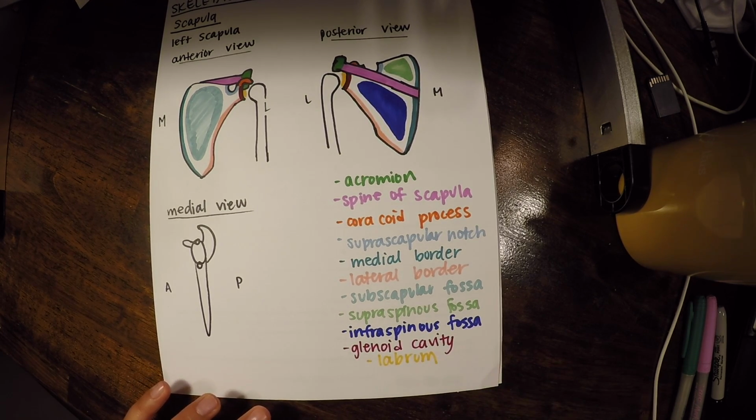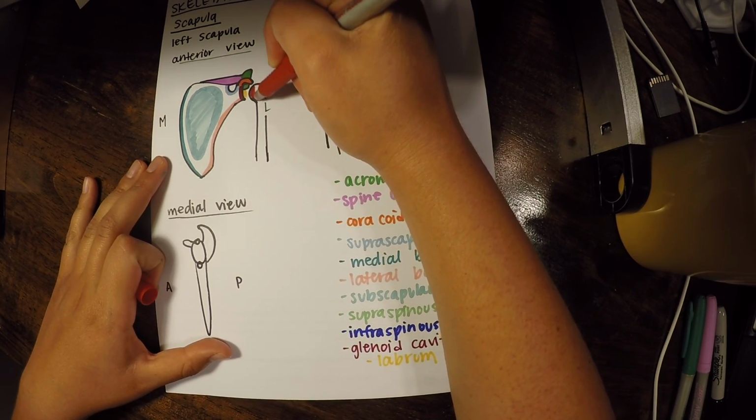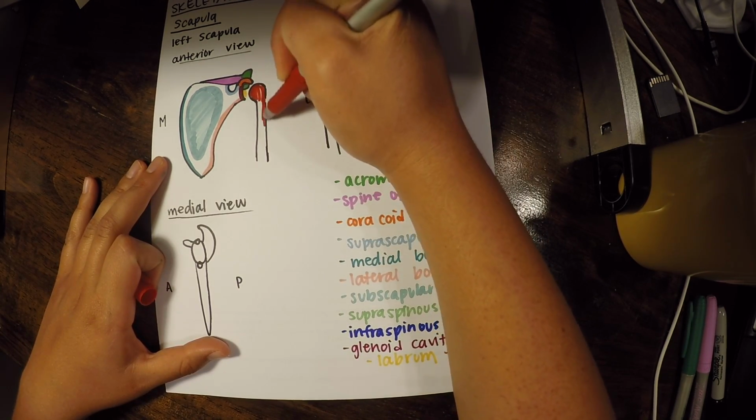And then the one last thing that I forgot to label that I want to for us is our humerus, just so we know what's sticking around here. That's our big arm bone right here.